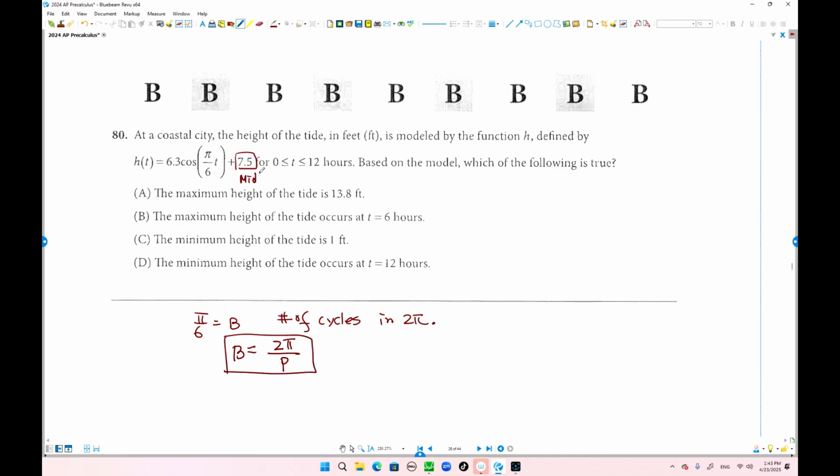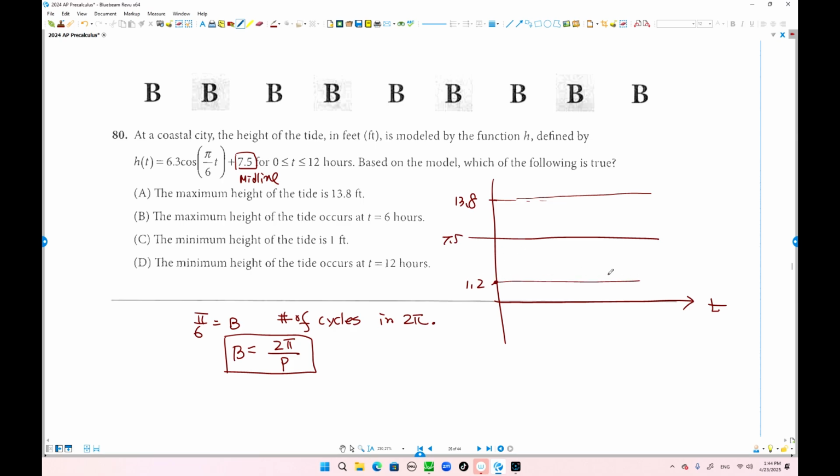And this is what we call the midline. The graph looks like this. 7.5 over here, and up here 6.3. So 7.5 plus 6.3 is 13.8. Here 13.8 is the maximum, the graph touches this. And 7.5 minus 6.3 is 1.2. This is 1.2, touching the bottom over here. The graph is cosine, so we start from here. The graph looks like this.